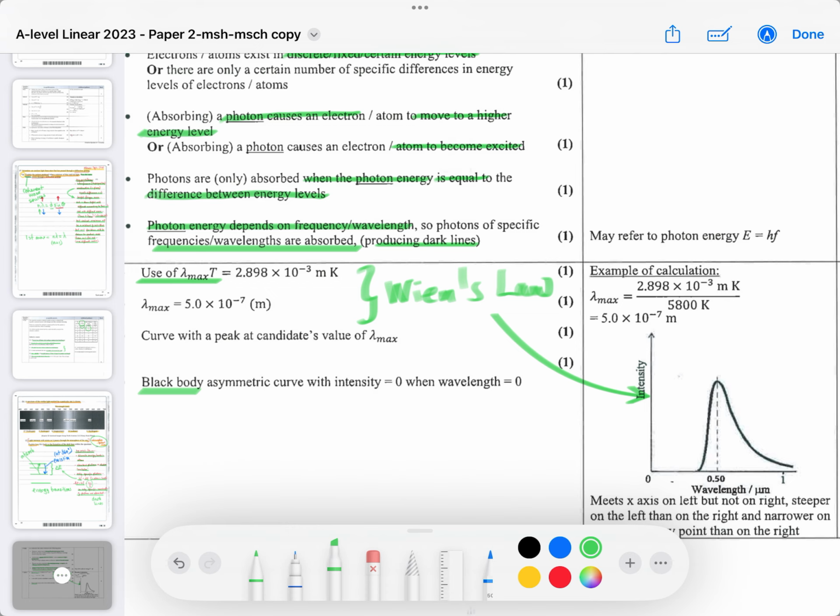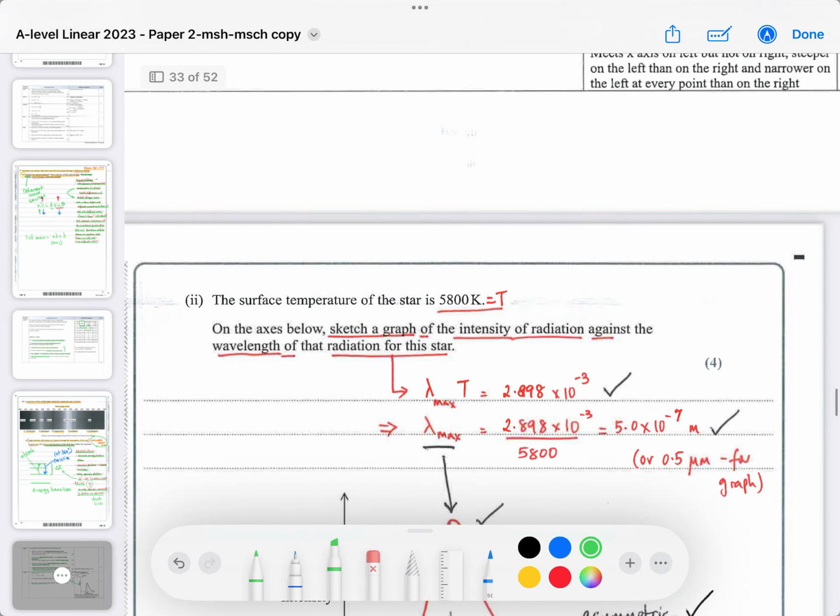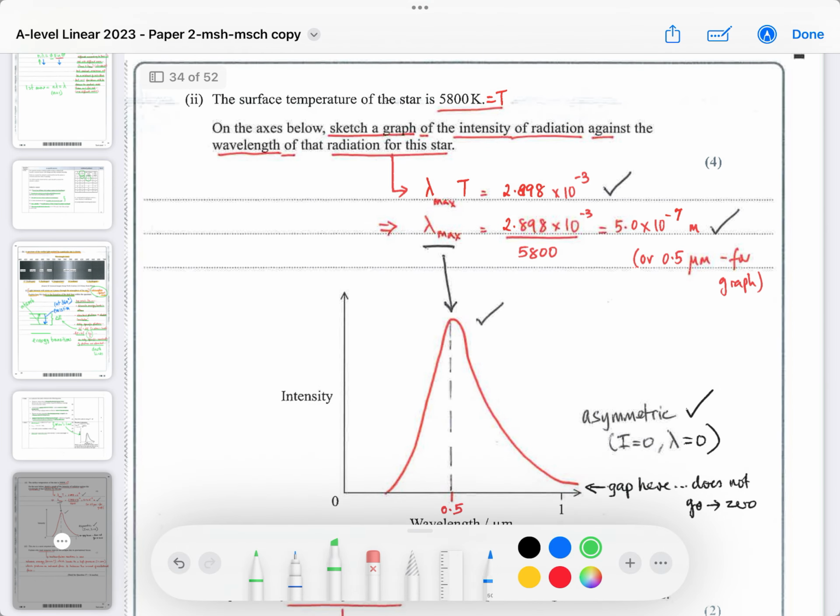Okay, so the other thing you've got to look at is that it's not a symmetrical bell curve. It's an asymmetric curve, steeper on the left than the right. Okay, so we're going to have a look at the question now. It tells you the surface temperature of the star is about 5,800 Kelvin, which is like our sun. On the axes below, sketch a graph, like the one we just showed, of the intensity of the radiation on the y-axis against the wavelength of the radiation for this star.